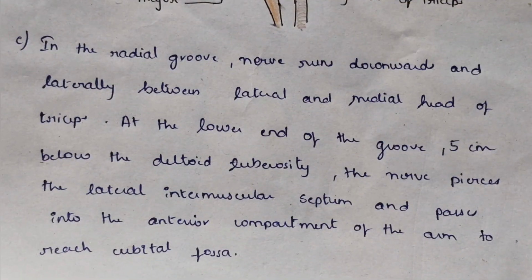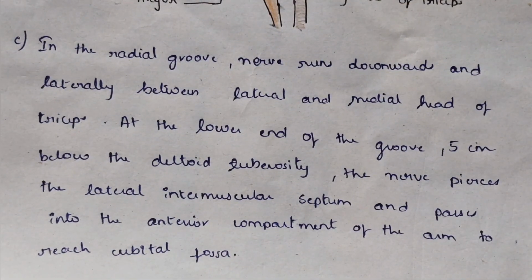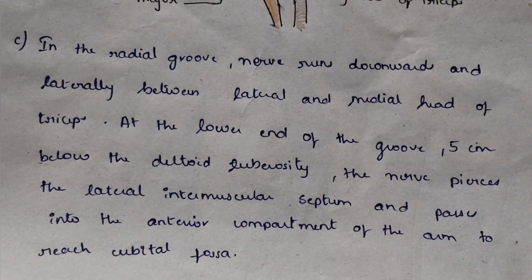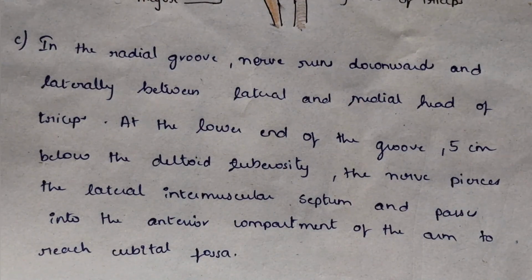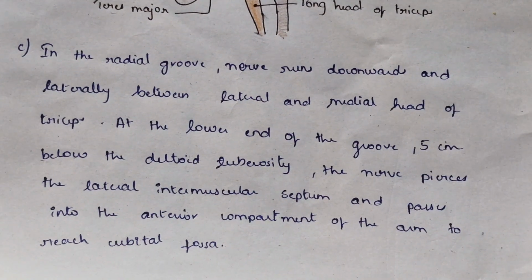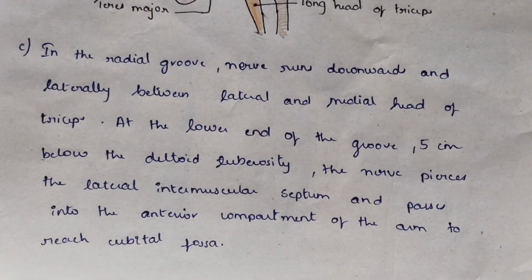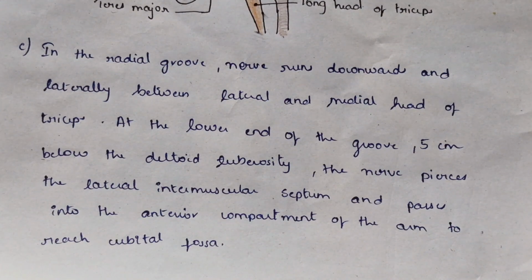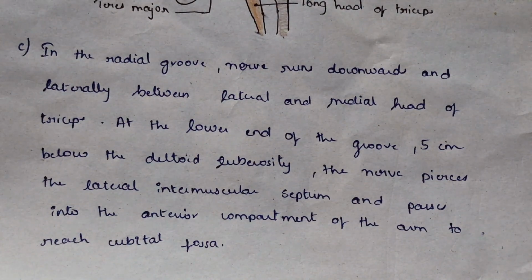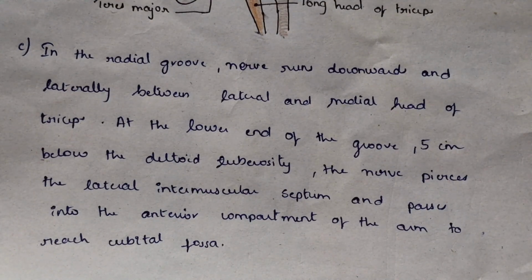In the radial groove, the nerve runs downwards and laterally between the lateral and the medial head of the triceps muscle. At the lower end of the groove, 5 cm below the deltoid tuberosity, the nerve pierces the lateral intermuscular septum and passes into the anterior compartment of the arm to reach the cubital fossa.